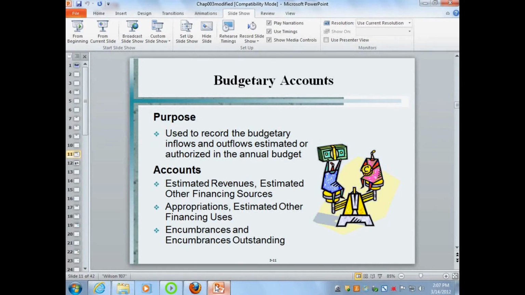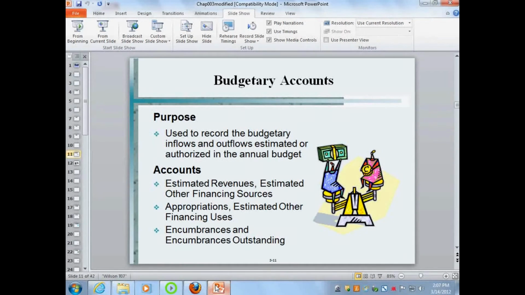If this has a credit balance, what do you think this would have? In order to get a difference, how do you get a difference? If one has a credit balance, this has to be what? A debit balance. If this has a debit balance, what does this have to have? Credit.